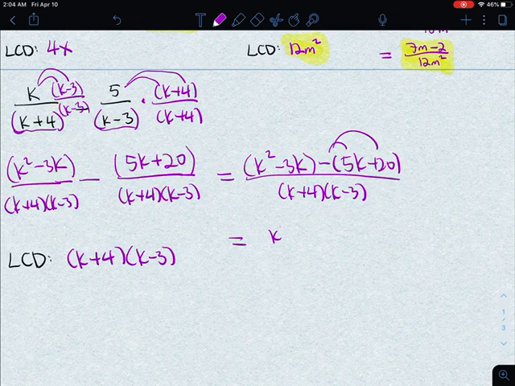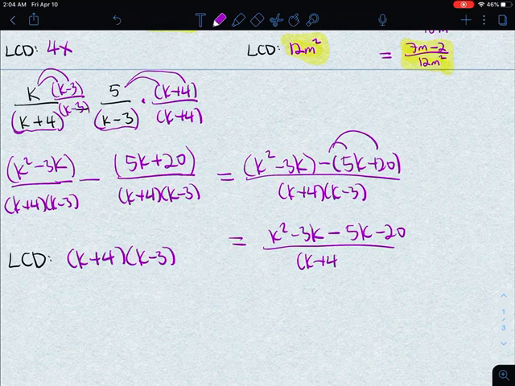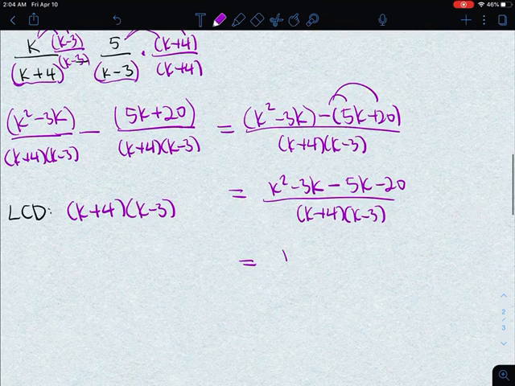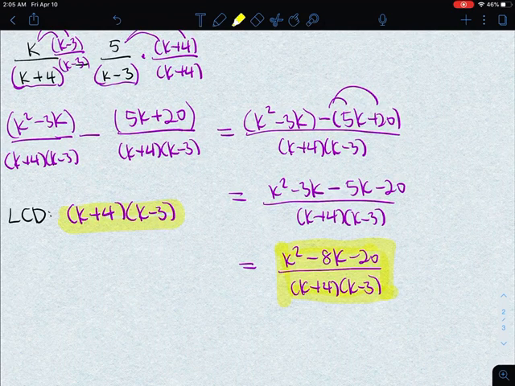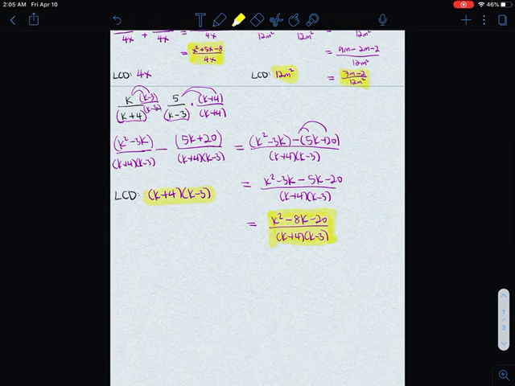Okay, and here comes the distributing. Let me go down here. So k squared minus 3k minus 5k minus 20 over k plus 4, k minus 3. And then one last step, combine like terms. K squared minus 8k minus 20, k plus 4, k minus 3 on the bottom. Okay, and then again, for our purpose, we're just going to stop once we reach one fraction and everything's simplified. There's no longer any like terms, and we're good to go there.